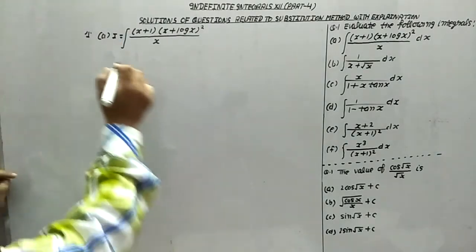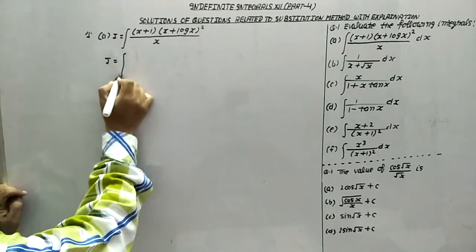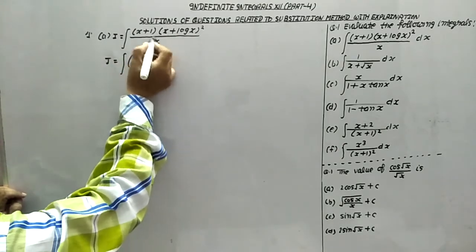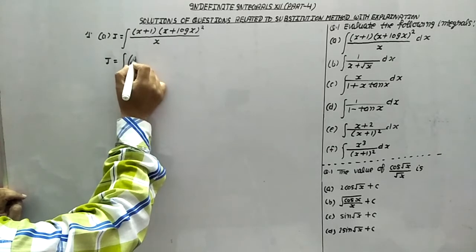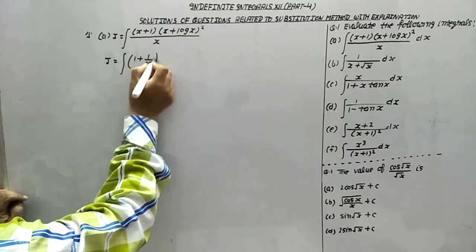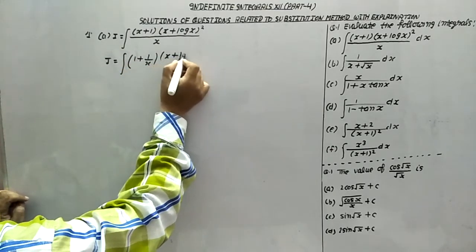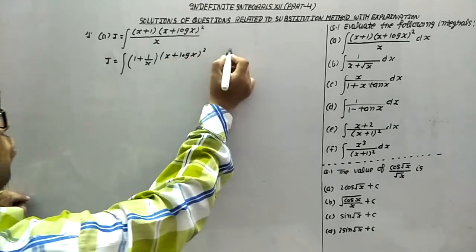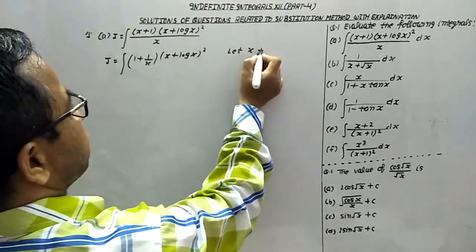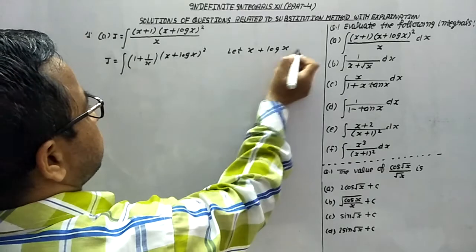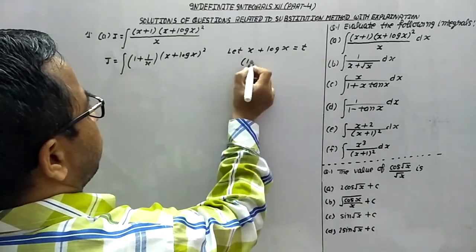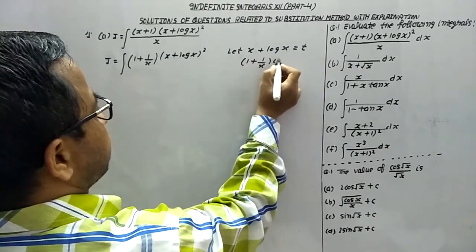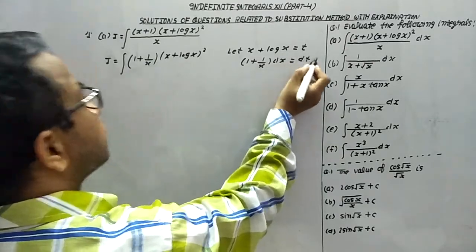We have to find the integration of this. For this, first of all, we will write this x with separate terms. So this becomes 1 upon 1 plus x, and this is x plus log x whole square. Now, first of all, let x plus log x be equal to t. It means (1 plus 1 upon x) dx is equal to dt. So this is the way.